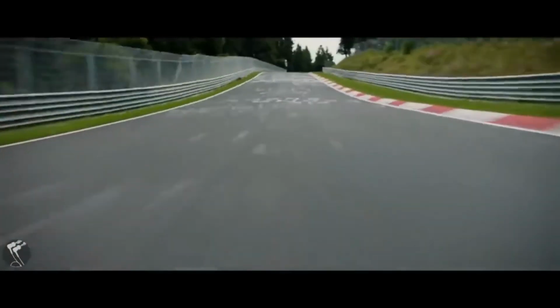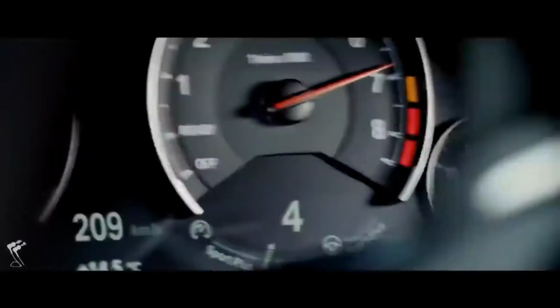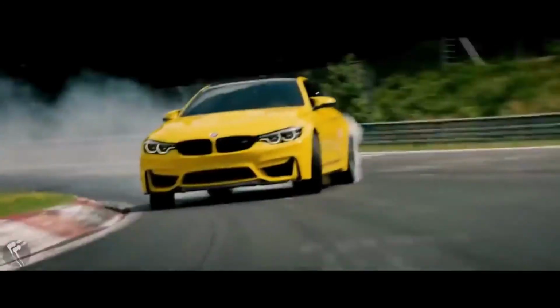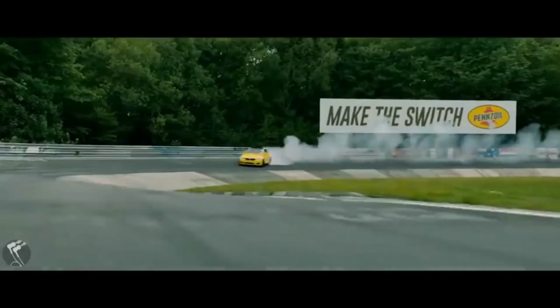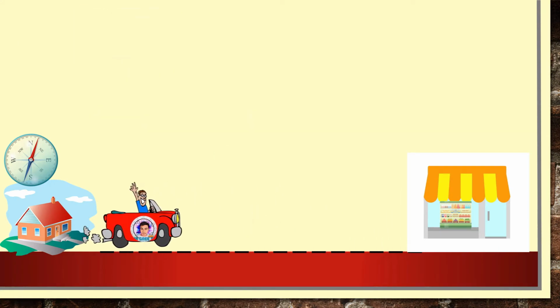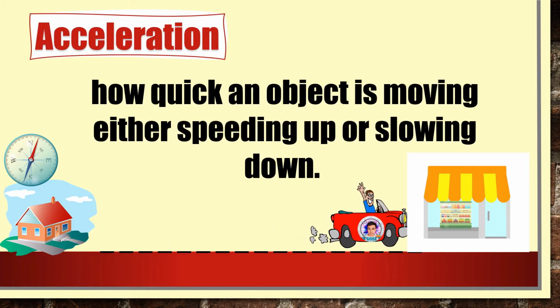Objects around us move with respect to a reference point, and they are moving constantly or changing in terms of speed, direction, or speed with direction, which is velocity. This means that the object is accelerating. Acceleration is the rate of change in velocity of a moving object per unit of time. Acceleration also tells us how quick an object is moving, either speeding up or slowing down.